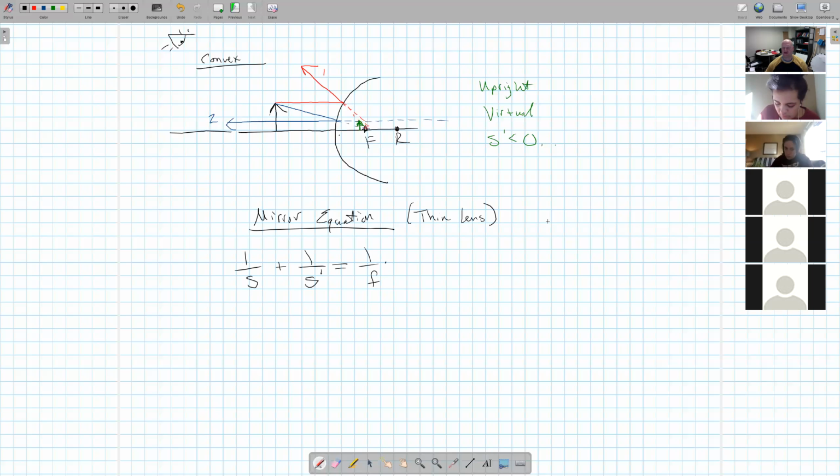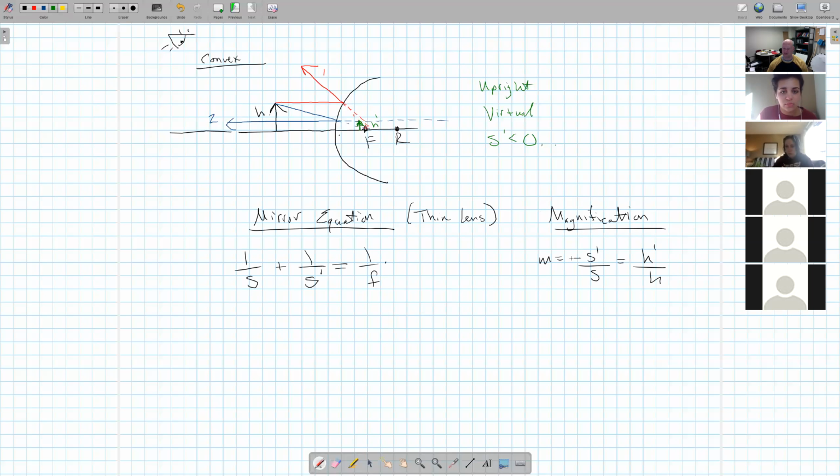So we can also define what's known as the magnification. The magnification is defined as m, which is equal to negative of the image distance divided by the object distance, which is also equal to the image height divided by the object height. So here, this is my object height h, and this guy here is going to be my image height h prime.